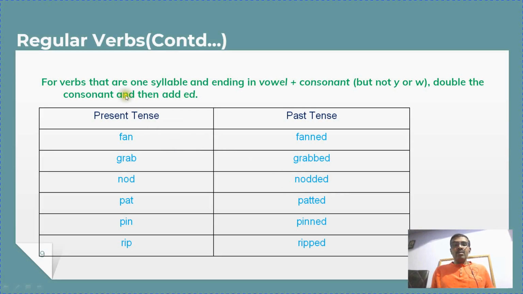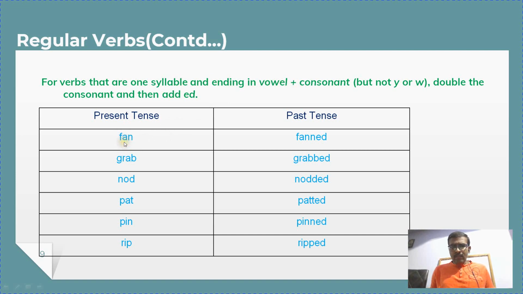Next, regular verb forms. For verbs that are one syllable, single syllable, and ending in vowel plus consonant, but not y or w: consonants are 21 letters, and among those, the exception cases y or w should not come on the consonant side. Double the consonant and then add ed. Let us take the example fan. Syllabification, whether monosyllabic, bisyllabic, trisyllabic or tetrasyllabic, will be discussed later.